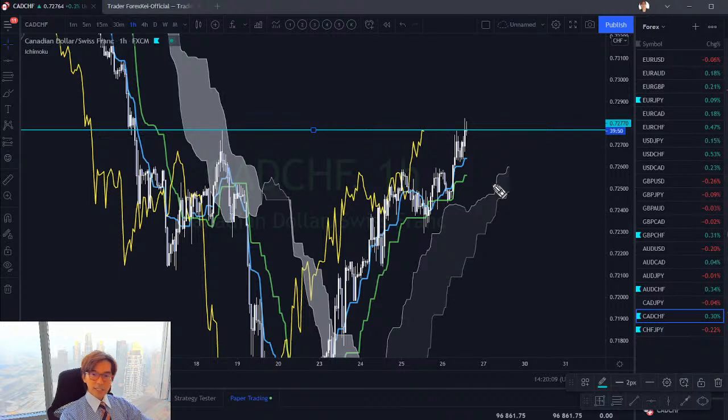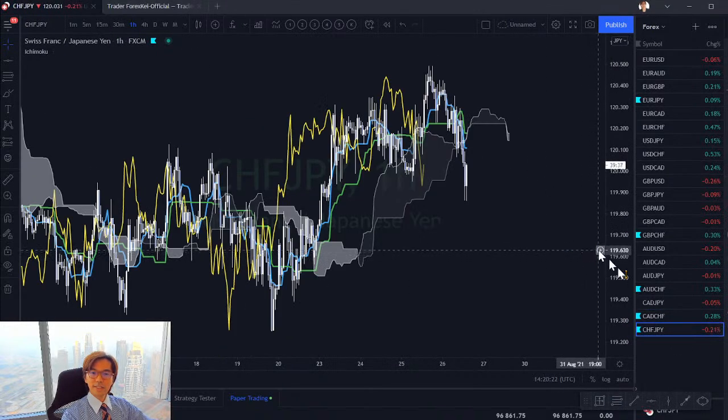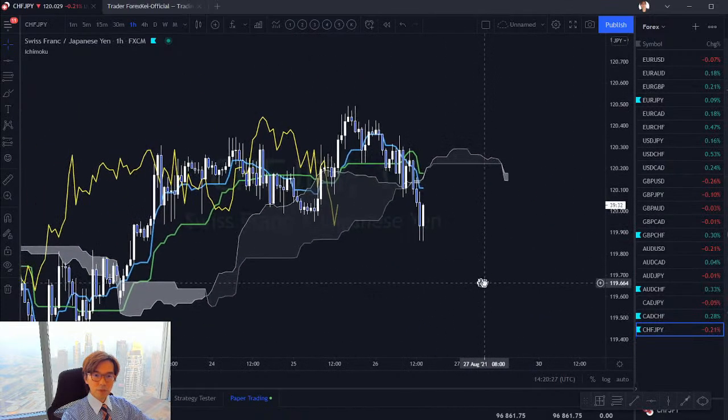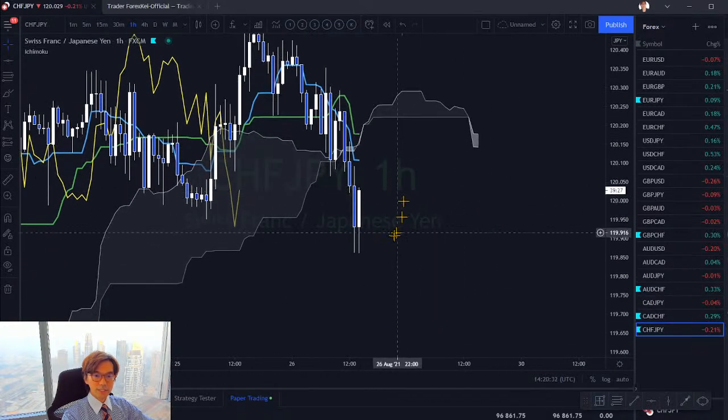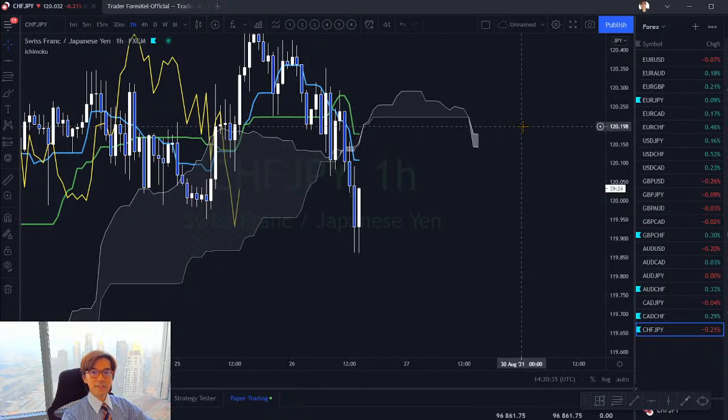Alright, so CAD Swiss franc, I will put this as a lower priority than pound Swiss franc and Euro JPY. So let's see. The last one, this is Swiss franc JPY. And on Swiss franc JPY, we can see the Kumo flat, Kijun-sen flat in the 1-hour chart was slightly bearish, but I would say that these are a bit flat and Kumo is very small. Kumo is very small, and it looks like the market is retracing backwards, and this is also an engulfing structure.